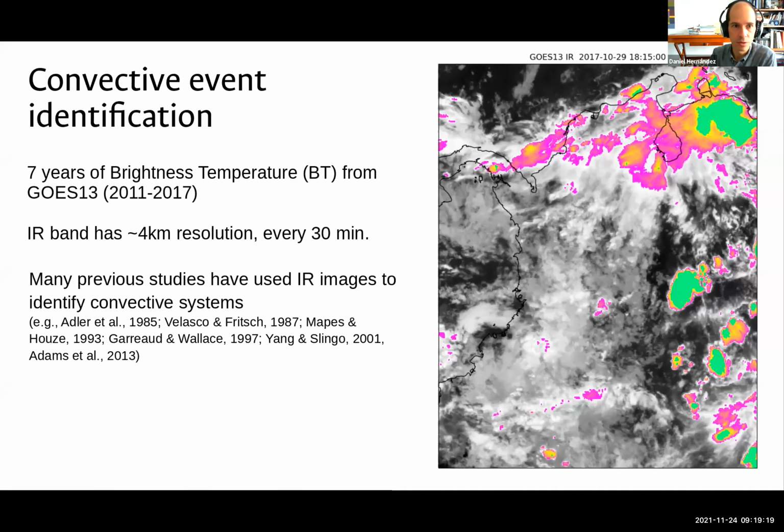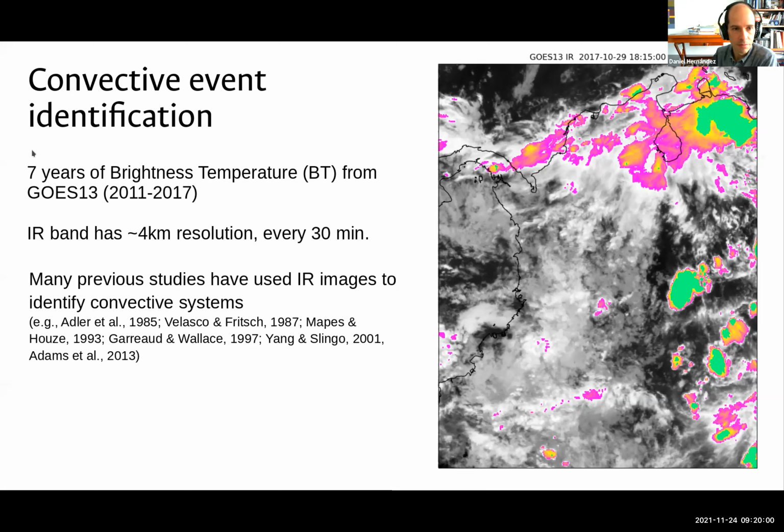So if we translate that to what the geostationary satellite sees, in this case I've used GOES 13, which is just on top of this part of South America. So it's very convenient to study convection in this region. This satellite was operational between 2011 and 2017, so we have 7 years of brightness temperature that we can estimate from this satellite. And this brightness temperature is a proxy for the cloud top temperature. We expect that it's going to represent the actual temperatures of the cloud. It's not going to be perfect, but more or less it's going to be good.